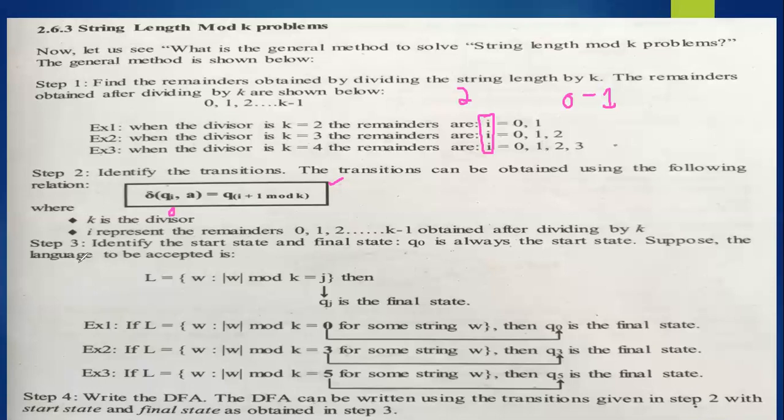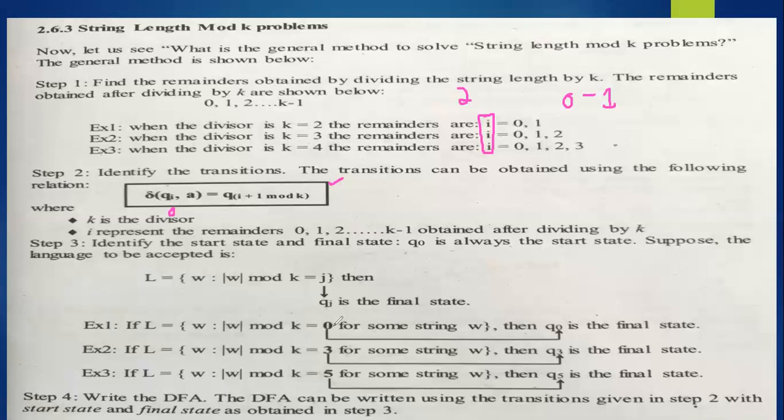Suppose the language to be accepted is in this form, where W is the string. If the length of W mod k generates the value j, then qj is the final state. In this example, length of W divided by k gives the remainder 0 for some string W, so q naught is the final state.